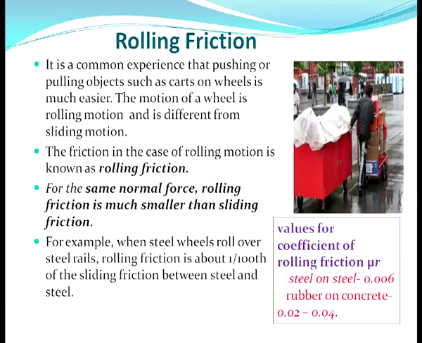For example, when steel wheels roll over steel rails, rolling friction is about 1/100th of the sliding friction between steel and steel. The typical values of the coefficient of rolling friction mu r for steel on steel is 0.006, for rubber on concrete is 0.02 to 0.04. So, you can see the coefficient of friction for rolling friction is very less.